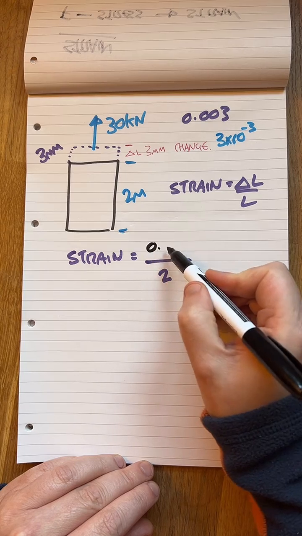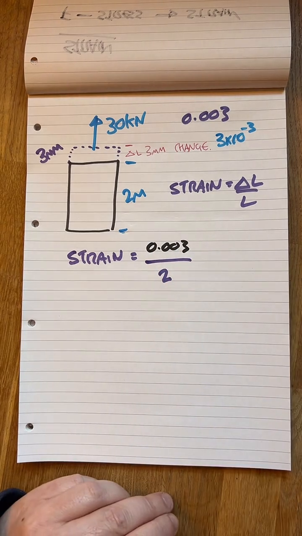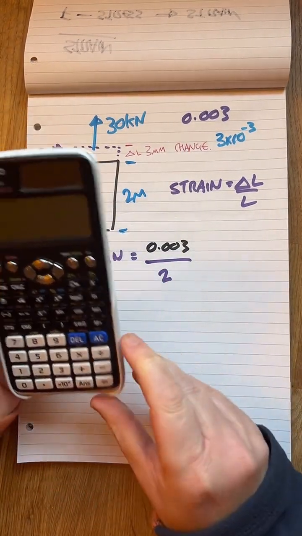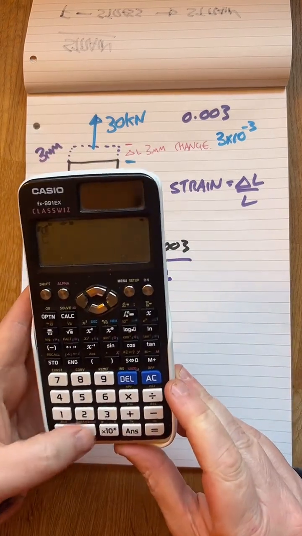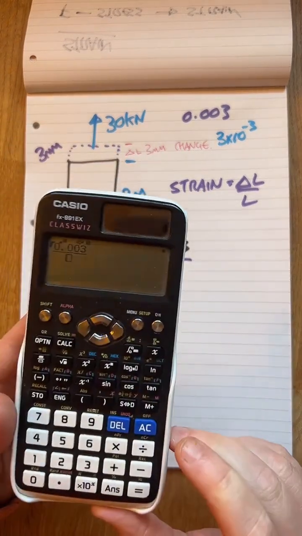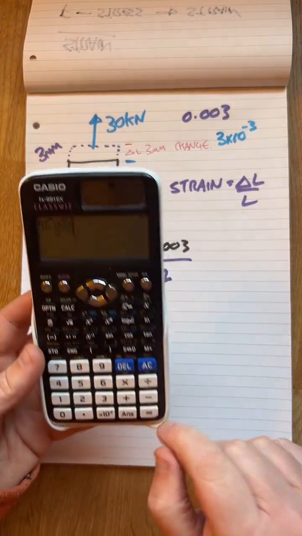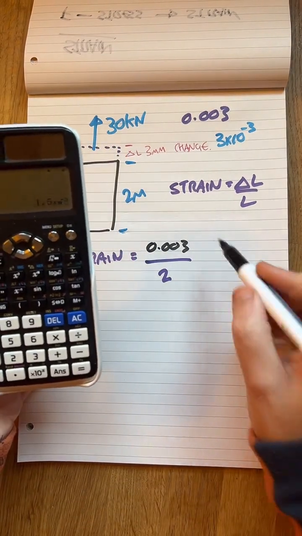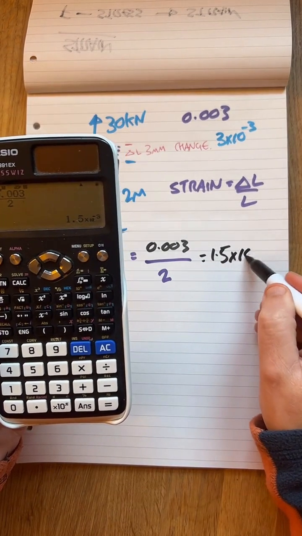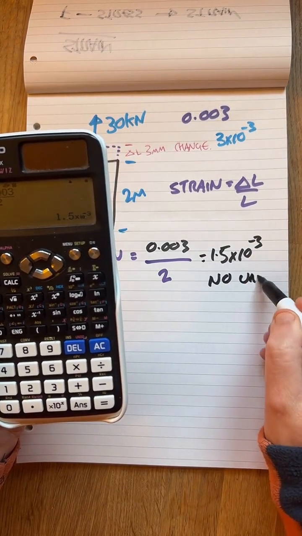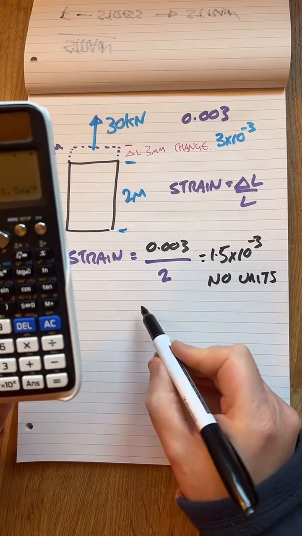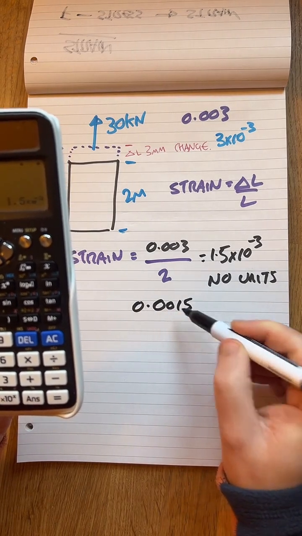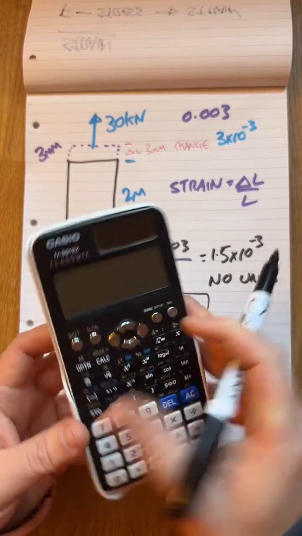So the change is 0.003. Divided by 2 gives me 1.5 times 10 to the minus 3 on your calculator. That's how much strain. There's no units. This is a ratio. If you don't like that number, it's the same as 0.0015. That's the strain on that thing.